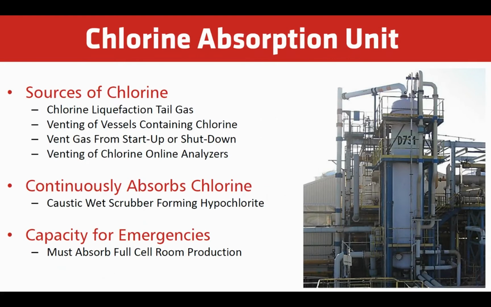Here is an example of what a chlorine absorption unit looks like. The gaseous chlorinated effluents consist of nitrogen, oxygen, hydrogen, and carbon dioxide. The gas receives wet scrubbing to reduce the concentration of chlorine venting to atmosphere and to form sodium hypochlorite. The chlorine absorption unit is also used to absorb chlorine during an upset until operations return to normal.